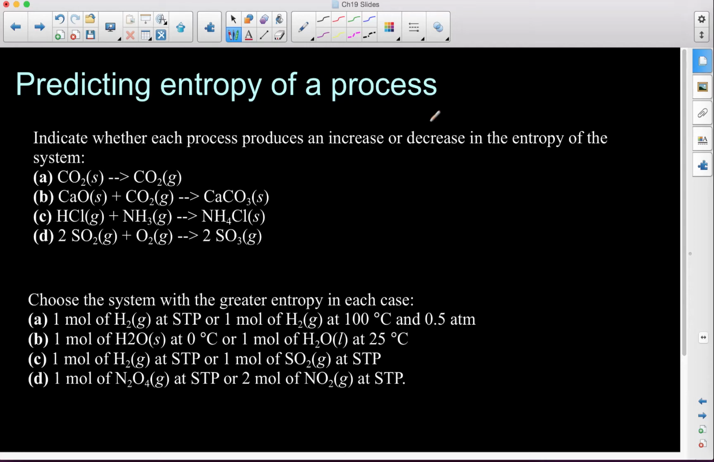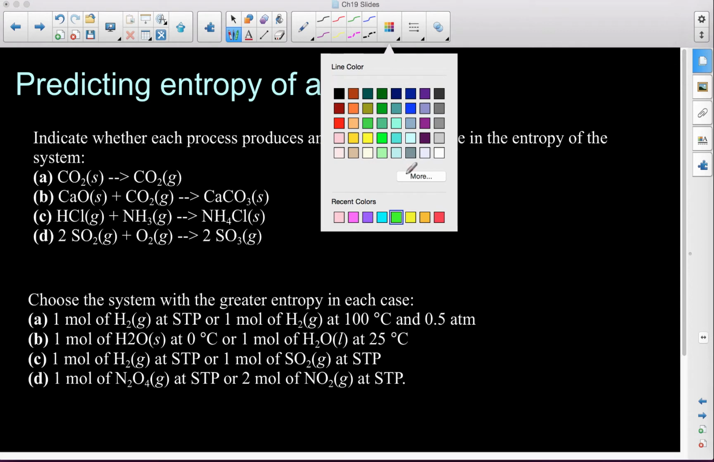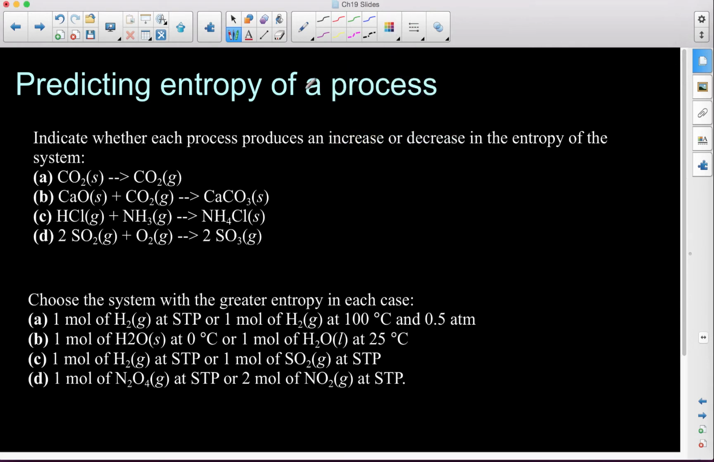AP Chemistry, and welcome to More Entropy. All right. So here, what we're going to do is we're going to talk about how to use our idea of entropy as the number of microstates to predict whether or not a process is entropically favorable. Okay?